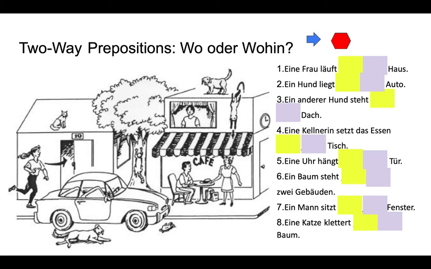So in the ones where you marked an arrow, you should use a two-way preposition with accusative. And in the ones that you marked with a stop sign, you should use a two-way preposition with dative. Use the picture to help you decide what preposition to use, as well as fill in the correct article in the purple sticky note. When you're ready to check your answers, unpause the video.